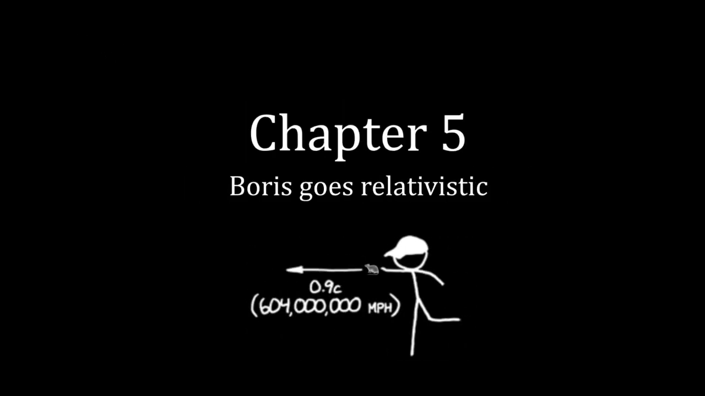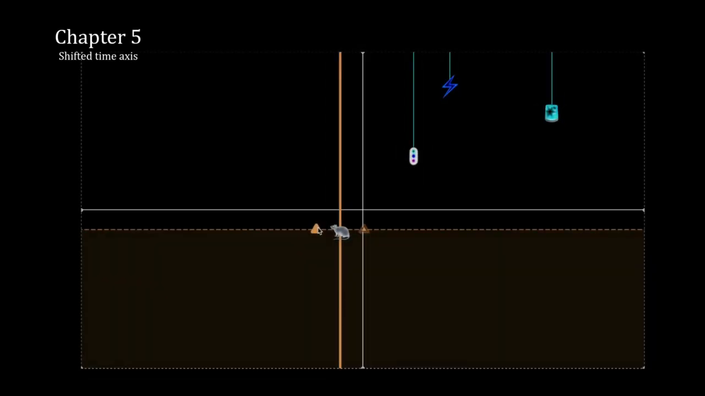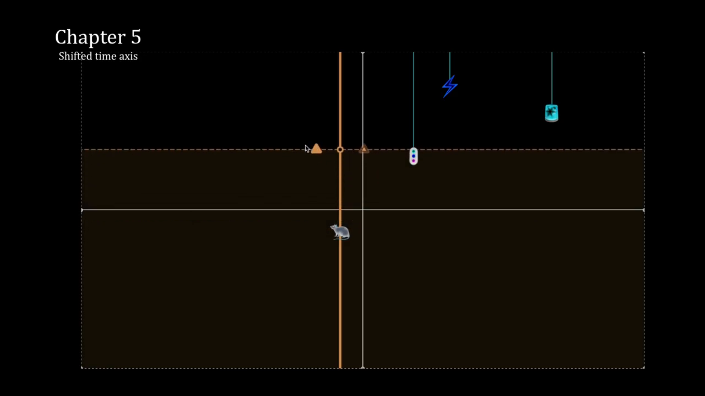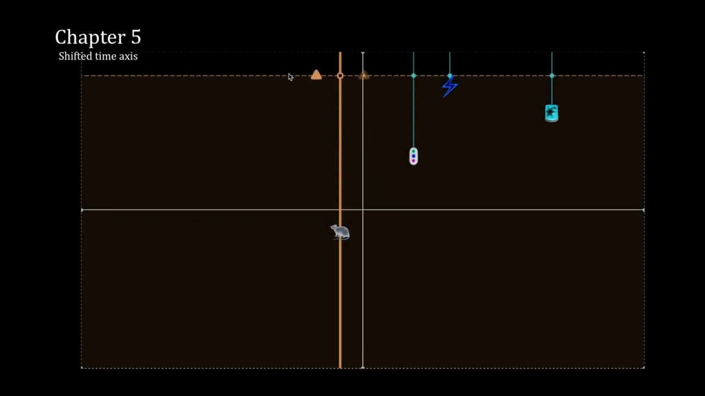Chapter 5. Boris goes relativistic. If we move the space axis along the time axis, we can see the order that events occur in a given reference frame. Therefore, we can visualize how an observer sees space by adding a space axis specific to that observer. Using the three example events shown earlier, we can see how Boris, a stationary observer, would see the order of events as traffic, alarm, lightning.